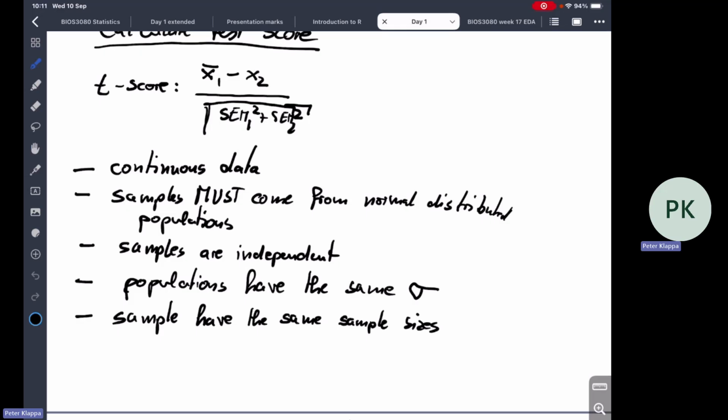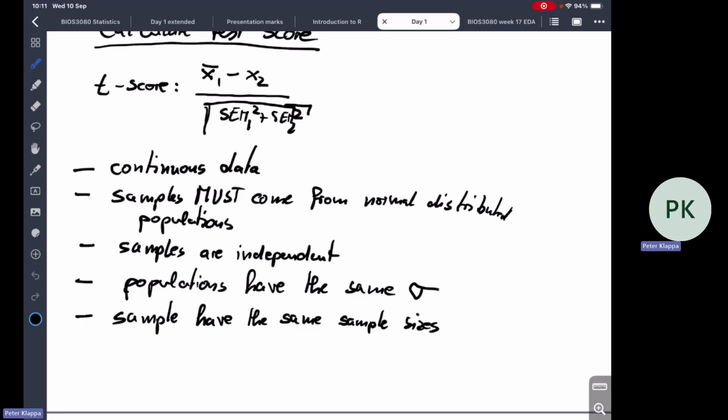So we really have to guesstimate what our standard deviations might be. But there are ways we can do that. The classic t-test also says both samples need to have the same number of observations.